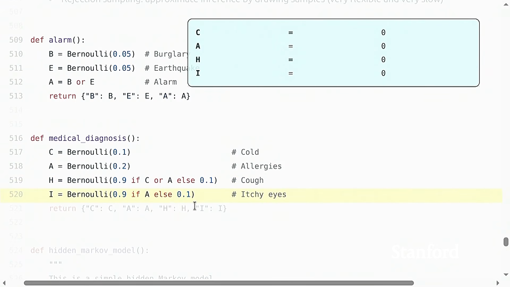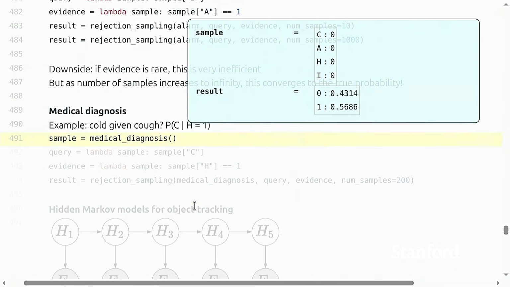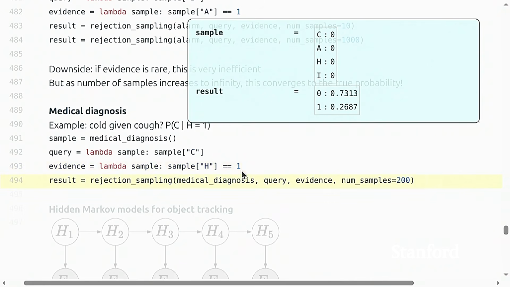So again, very, very simple. If the query is C, and the evidence is testing whether H equals 1 or not, and then I do rejection sampling, I get the probability of cough equals 1 given H equals 1 as 0.26, which is actually pretty close to the right answer. And you see that this is closer even with 200 samples because the probability of these events are higher.